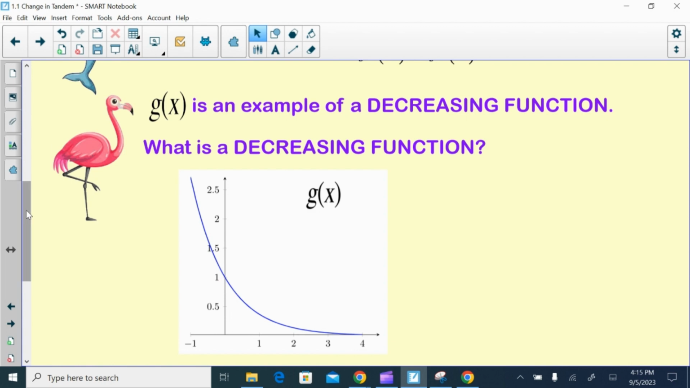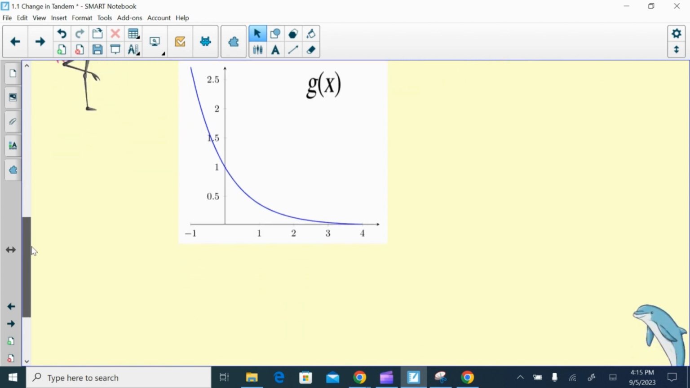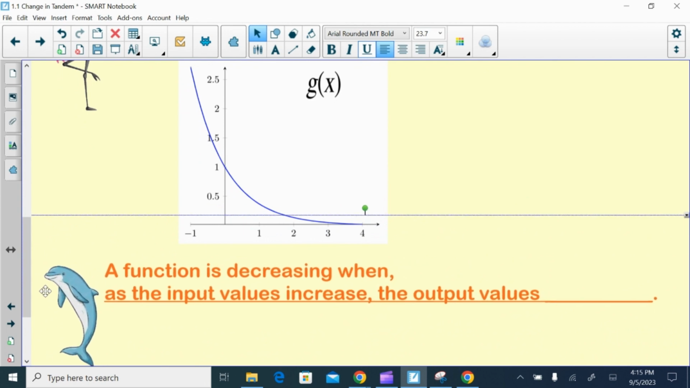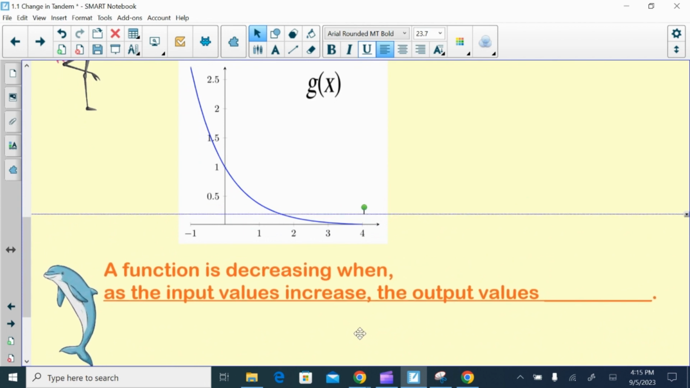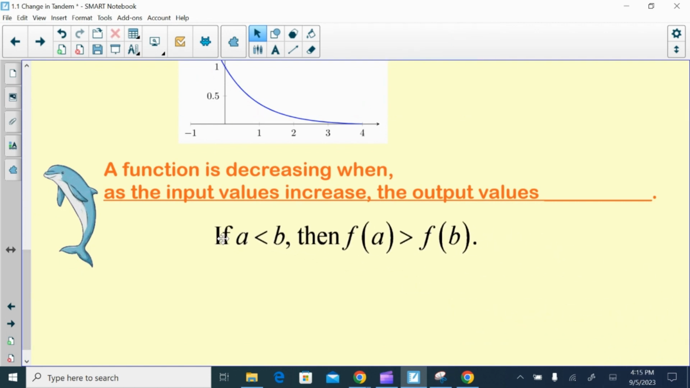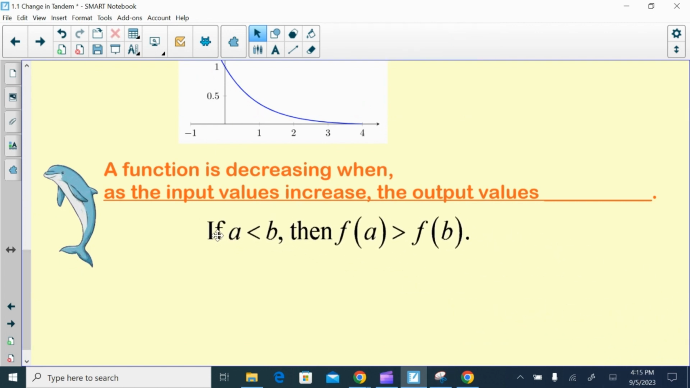And again, I just want to kind of brainstorm. What do you think it means to be decreasing before I give them the formal definition? A function is decreasing when, as the input values increase, the output values decrease. And that's when we're going to define what it means to be decreasing. And furthermore, we're going to add to that by using this notation here. If A is less than B, then F of A is greater than F of B.